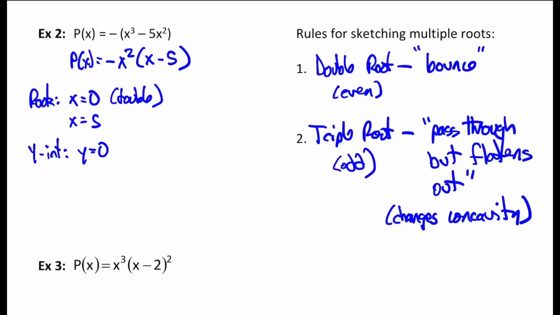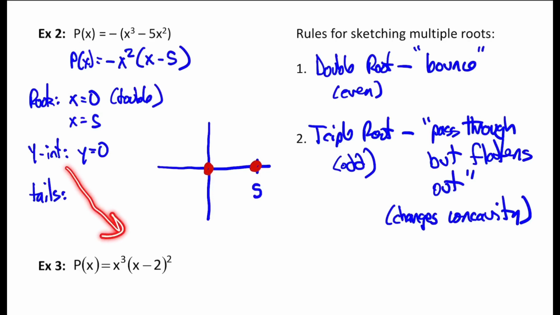All right, so let's make this sketch. Back to this example. I only have 2 points I have to worry about, 0 and 5. So instead of doing tick marks, I'll just put a mark out here and call it 5. So my graph goes through these 2 points, and that is it. One thing I forgot, I didn't mention the tails. We have a negative, odd, so my tails are going to look like this because overall it's got to have a negative flow.